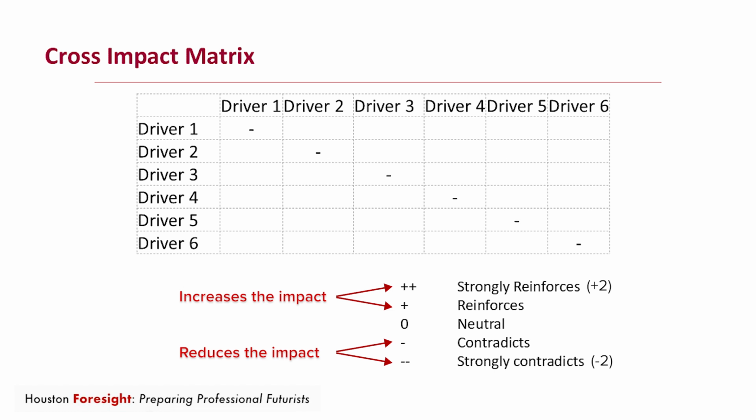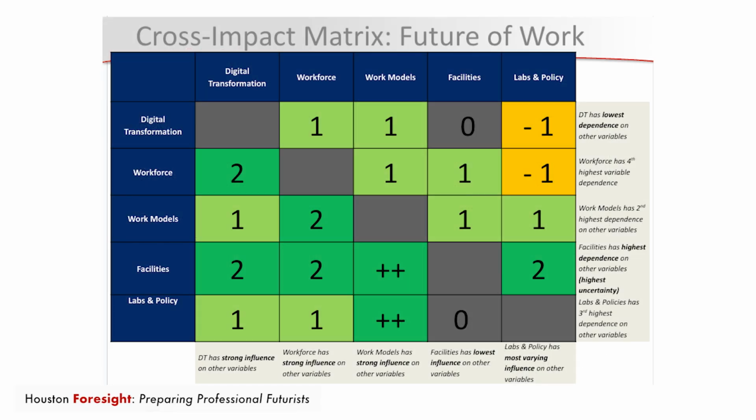This is where we put all the drivers in a table in both the X and Y axes and indicate how each one impacts the other on a scale of -2, reduces the impact, to 2, increases impact. We often use a series of pluses and minuses to indicate this. This is not a perfect nor precise determination, but it is meant to uncover interesting and perhaps unforeseen impacts of a complicated system of change.